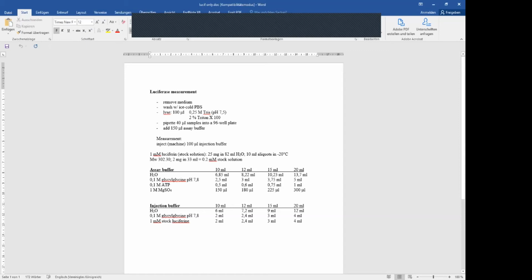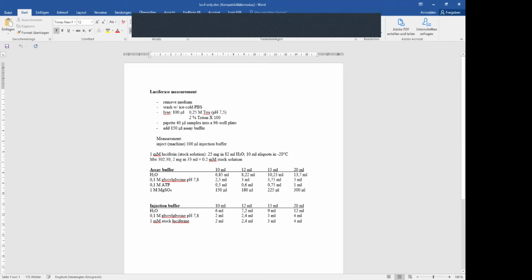We also keep these buffers at room temperature. The reason for that is that until the last sample is measured in the instrument, it sometimes takes a longer time. Then the first sample would be measured at +4 degrees, but the last one at room temperature. That's the reason why we don't do this at 4 degrees, not on ice, but at room temperature. What else is written here?